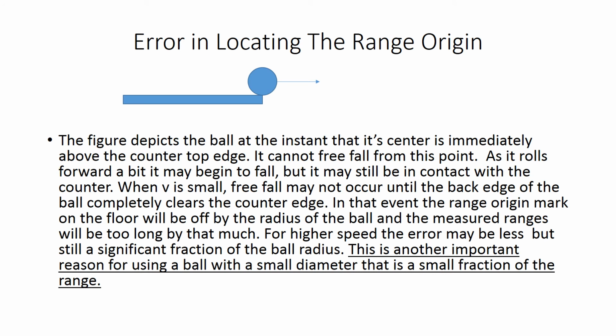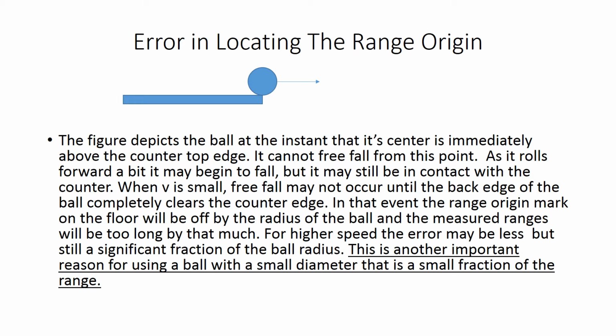The problem with establishing the origin for the range measurement as a line on the floor directly below the edge of the countertop is that when the ball is located directly above the edge of the countertop, it can't fall. And so it hasn't started its free fall, which is essential in the calculation of the range. If the ball is going quite slowly, you can see from the picture that it will have to go one radius of the ball beyond the edge before the back edge of the ball can clear the countertop edge and the ball can begin to fall freely.